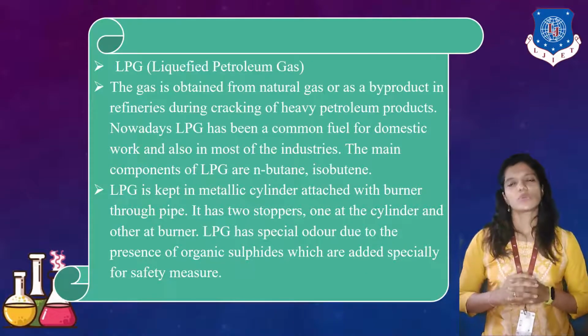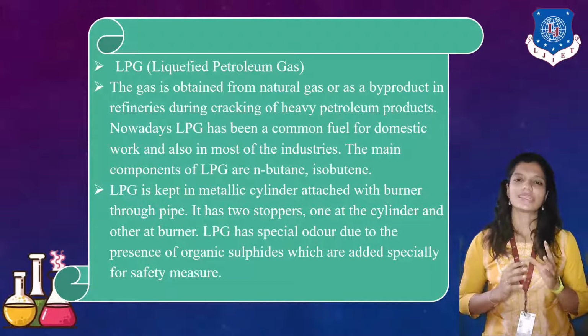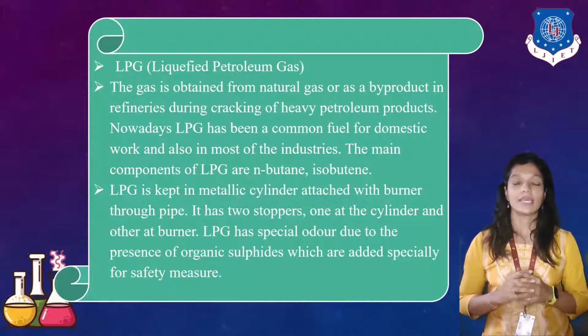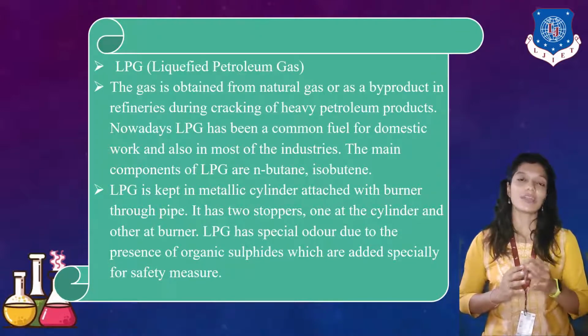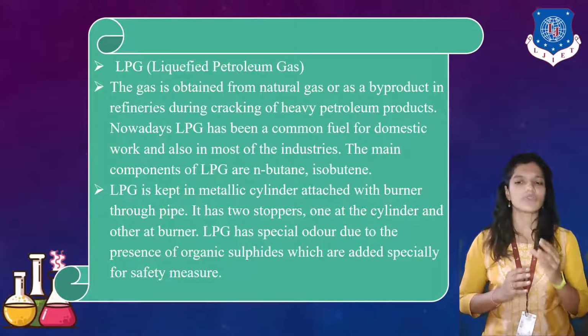Now, our next one is LPG, which is liquefied petroleum gas. Liquefied petroleum gas is obtained from natural gas or as a byproduct in refineries during cracking of heavy petroleum products. Nowadays, LPG has become a common fuel for domestic purposes and is widely used in most industries. The main components of LPG are n-butane, that means normal butane, and isobutane. Right? We come across this widely.